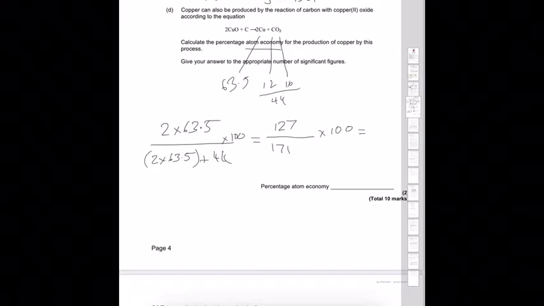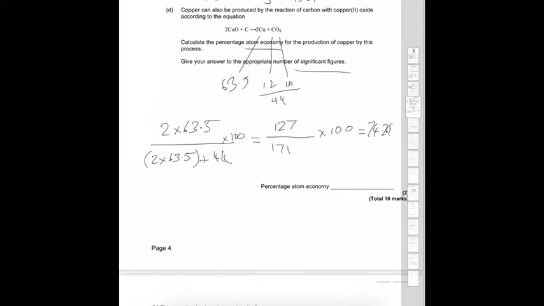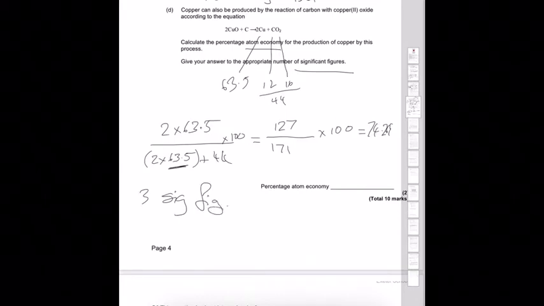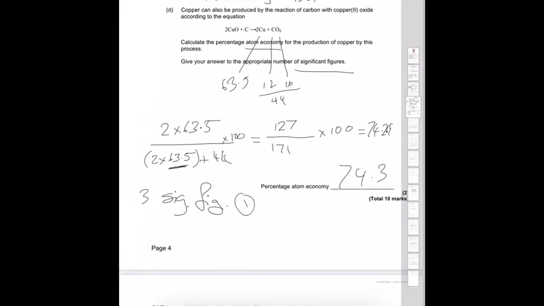And the answer is 74.269. It does say give the answer to appropriate significant figures. And if we're looking at them, it looks like it's only 3 significant figures. So it should be 74.3. Important to look at the significant figures.